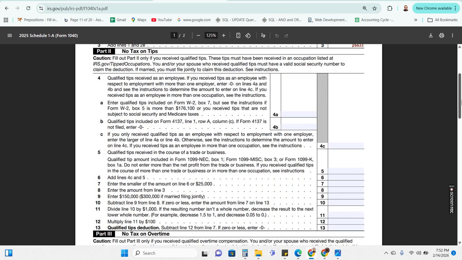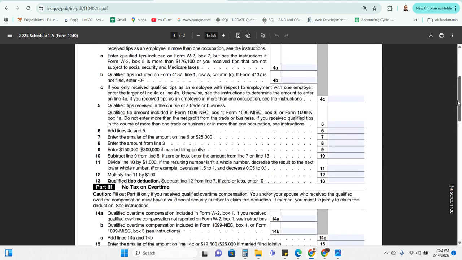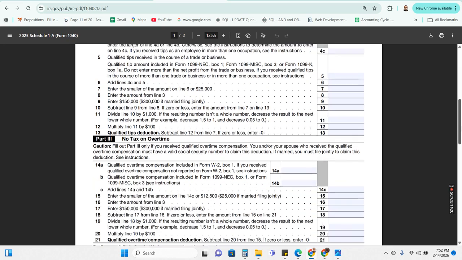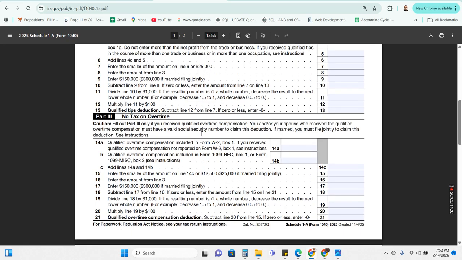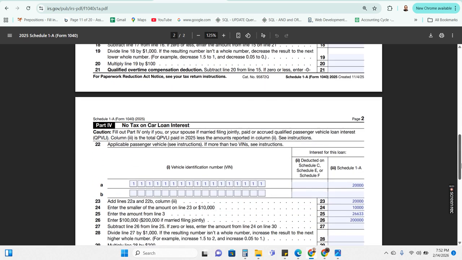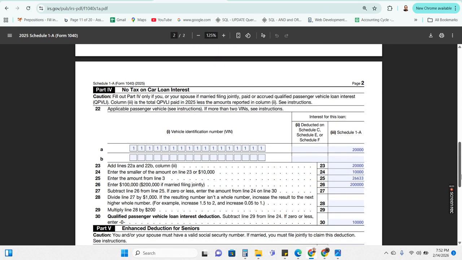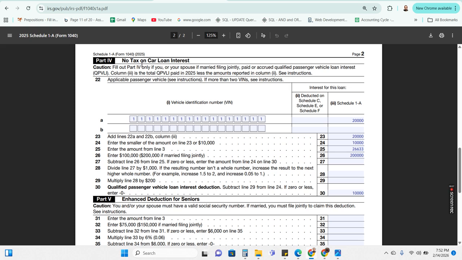So in this case, there are no additional tips. So there is no tax on tips, right? And part 3 is no tax on overtime. In this case, there is no overtime. Understand? Car loan interest. In this case, we have car loan interest. So part 4 is no tax on car loan interest.